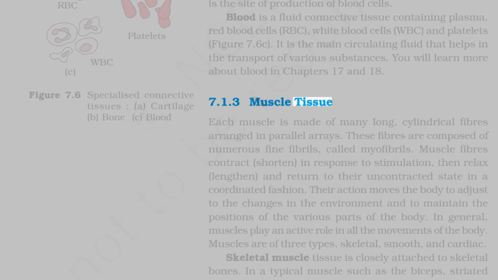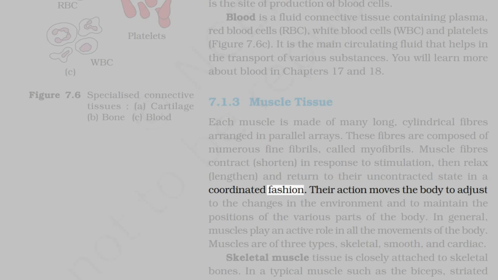7.1.3 Muscle tissue. Each muscle is made of many long, cylindrical fibers arranged in parallel arrays. These fibers are composed of numerous fine fibrils called myofibrils. Muscle fibers contract, shorten, in response to stimulation, then relax, lengthen, and return to their uncontracted state in a coordinated fashion.